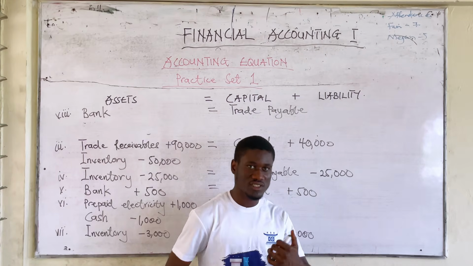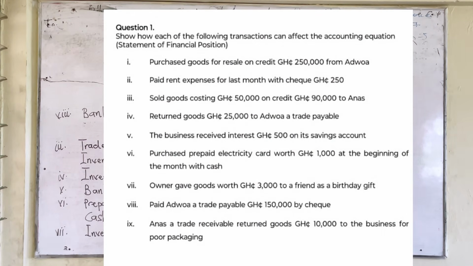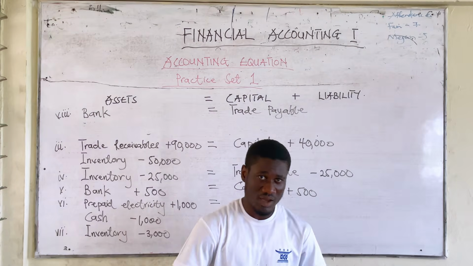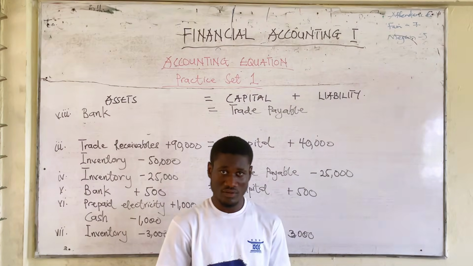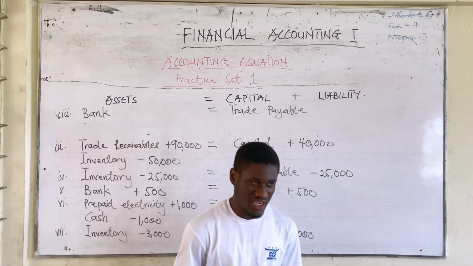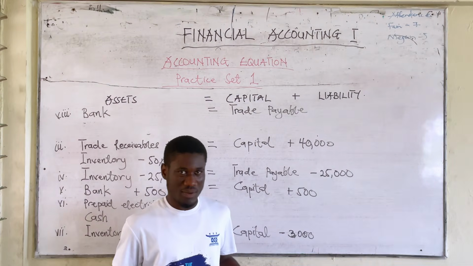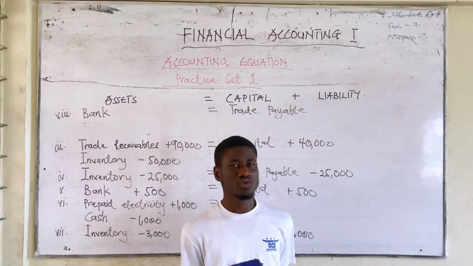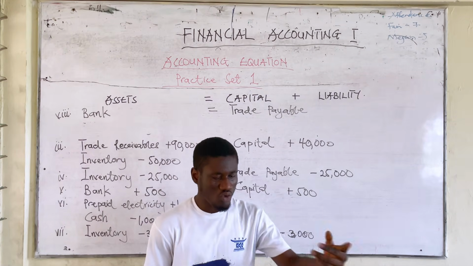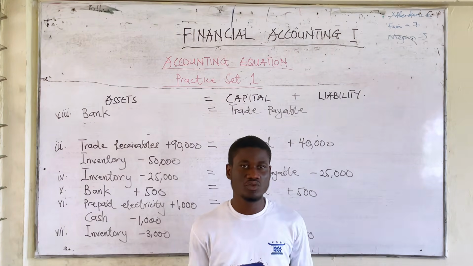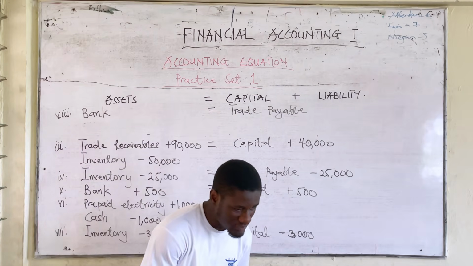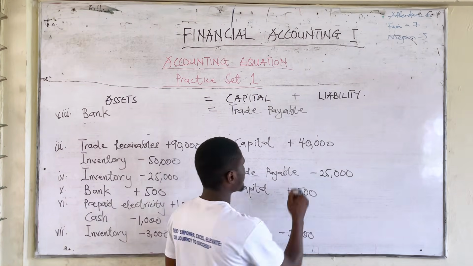Okay, is it increasing, decreasing? Good. So we have paid trade payable. Now we know that trade payables are people we the business are owing. Okay. So if we pay people we are owing, what is going to happen? That means that the amount we owe them has decreased. Okay. So the amount we owe Adwa here is going to decrease. So you have to know that the trade payable is going to decrease by that amount, which is 150,000.